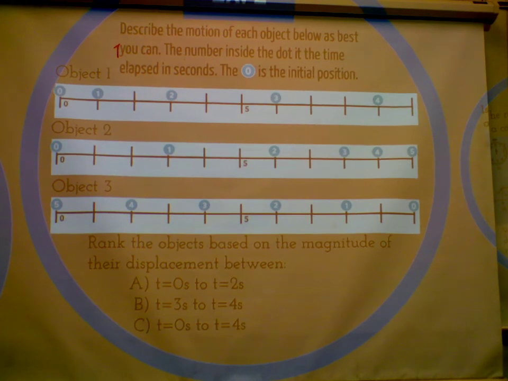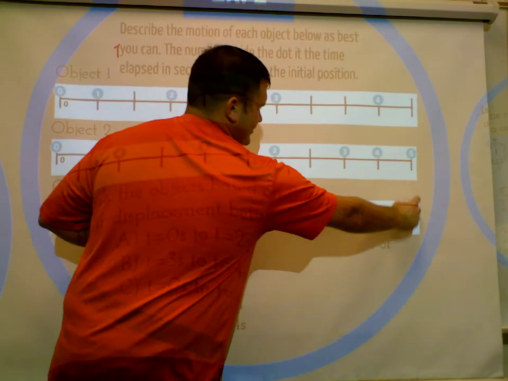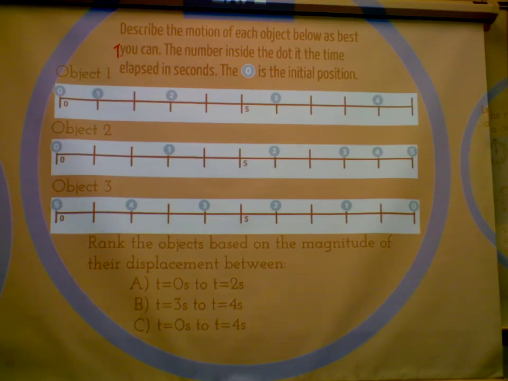It starts at 5. Because here's 5? But where does the object start? At the other side. Object starts here. Okay, what else, Jose? It's a constant speed. How do you know it's constant? Because the intervals are the same.